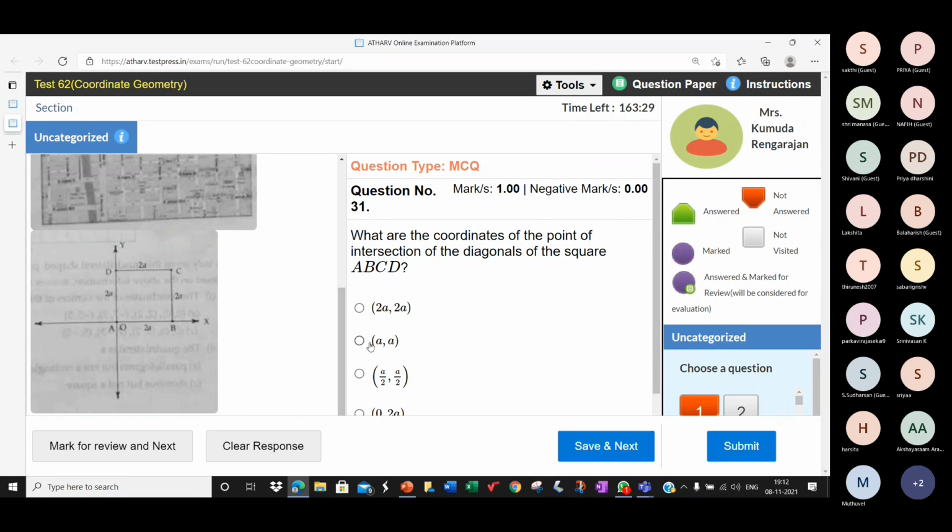Who can tell me the midpoint formula? The coordinates using x1 plus x2 by 2 and y1 plus y2 by 2. Right. So using the diagonal AC, A given by 0, 0, C given by 2a, 2a, the midpoint of AC using the midpoint formula will give you the answer to this question. a, a is the correct answer.